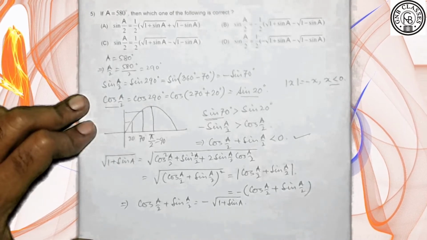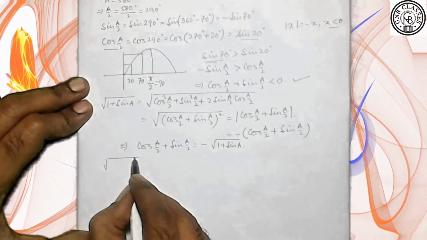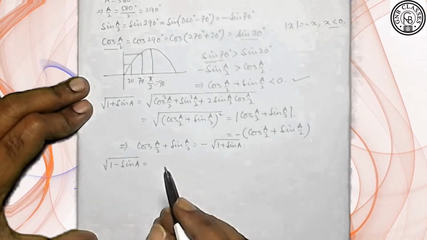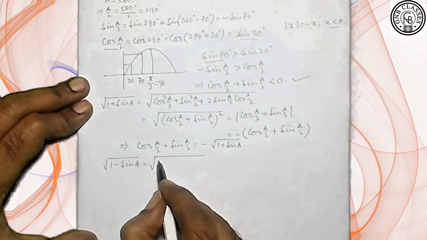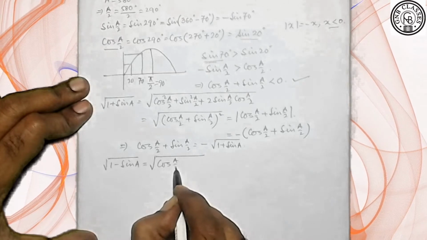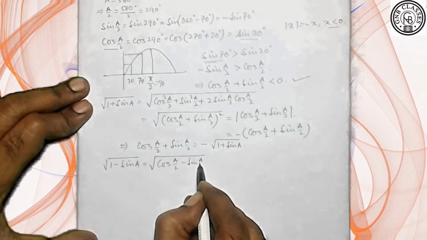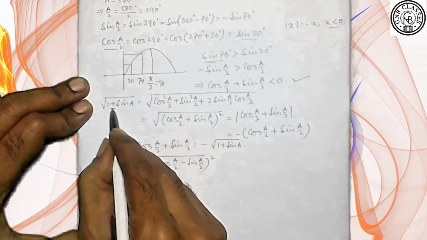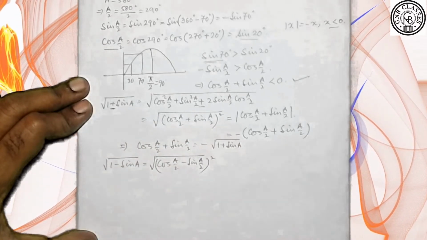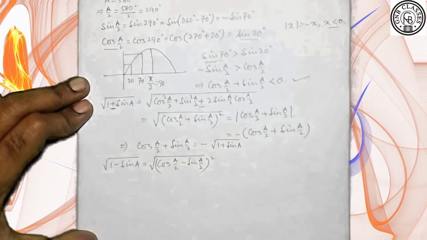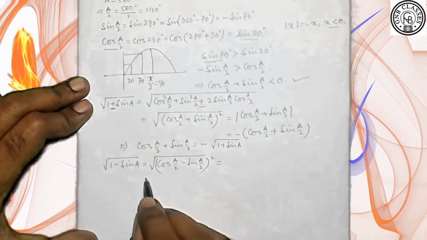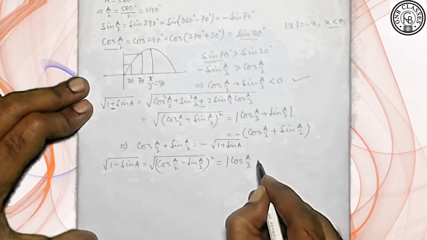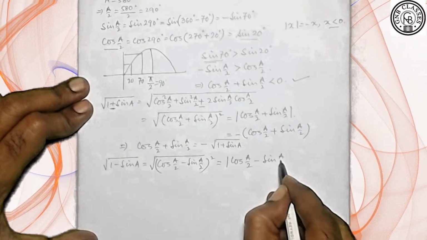Is it clear? Now, under root 1 minus sine A, similarly we can write this as under root (cos A by 2 minus sine A by 2) whole square, because everything in this case remains the same, but with a minus sign over here. That gives us (a minus b) whole square, which when it comes out of the root sign, will be with a mod sign: cos A by 2 minus sine A by 2.